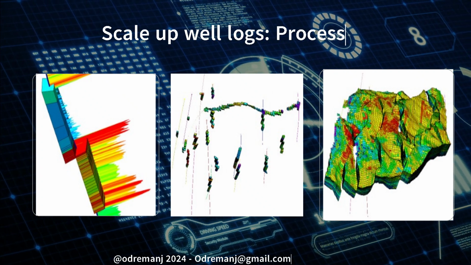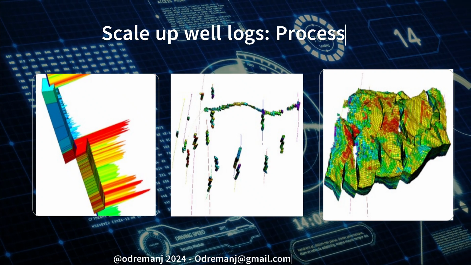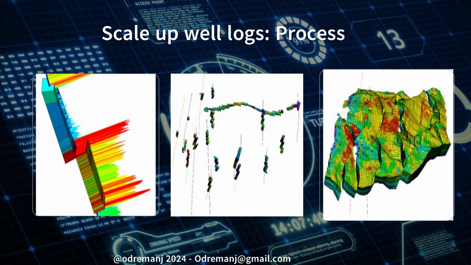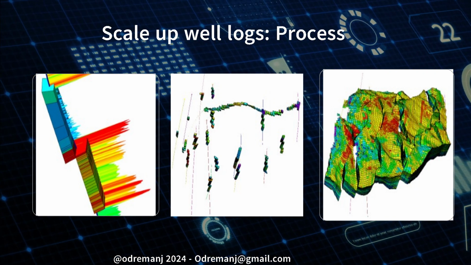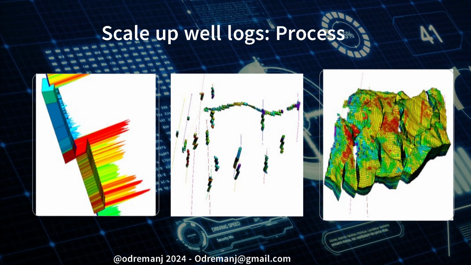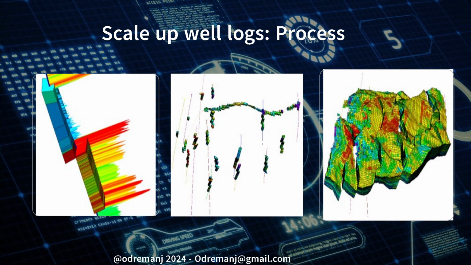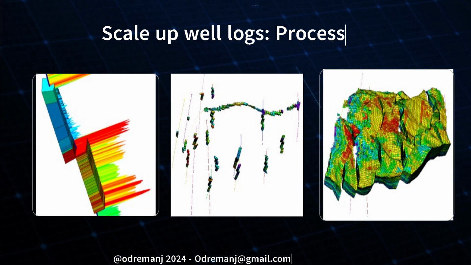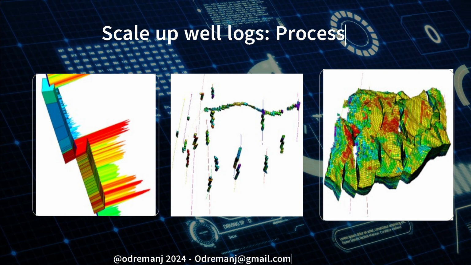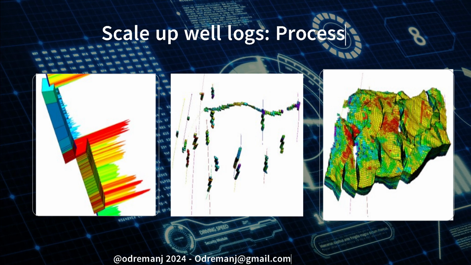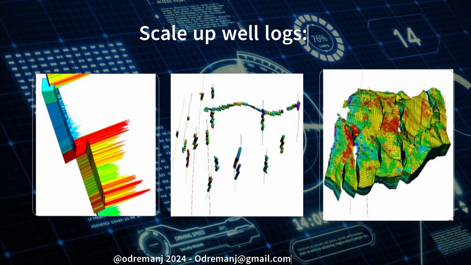Upscaling well logs is a process that assigns a single representative value to each grid cell in a 3D model based on well log data. Since each cell can only hold one value, we average or summarize the detailed data from the well logs. This allows us to fill the entire 3D grid with meaningful property values that are derived from the well logs, providing input for further property modeling.